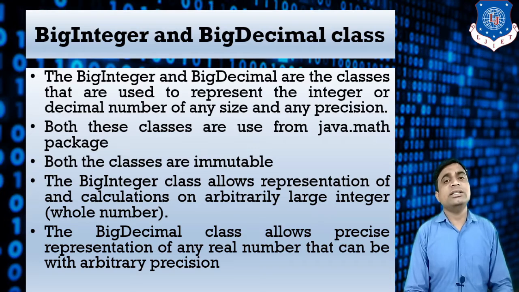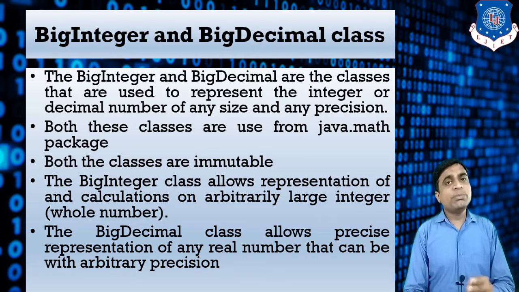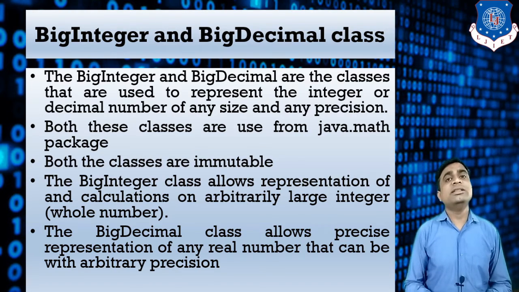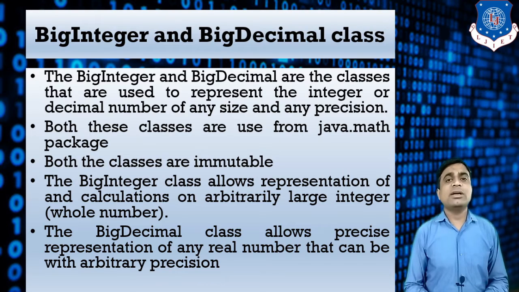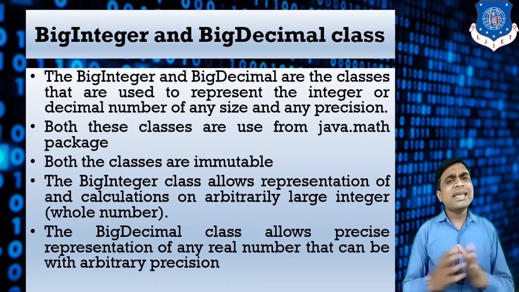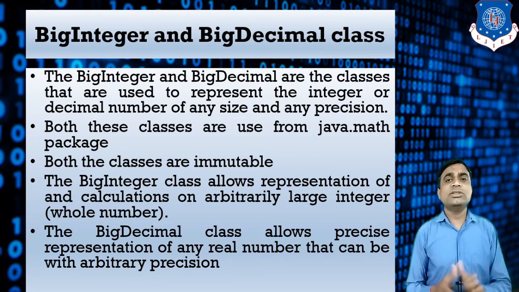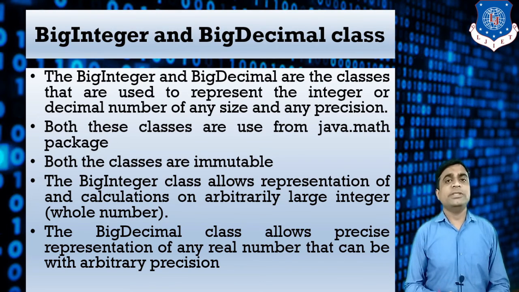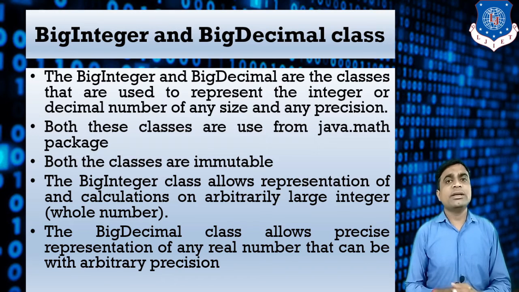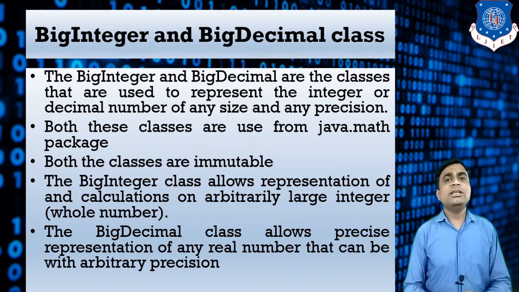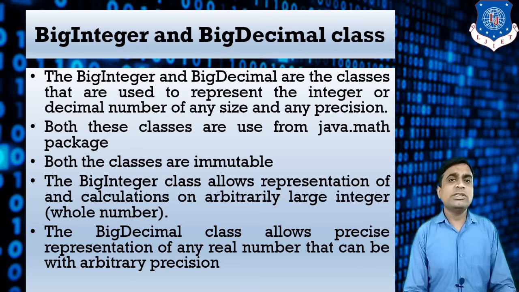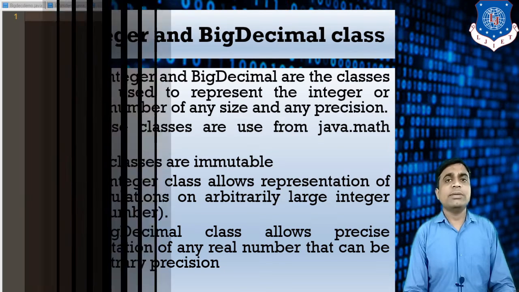So these are the two most important classes available in Java. Using these classes, you can print any length of integer, as well as, if you are talking about precision, you can print an arbitrary range of precision. So these three topics I will explain with live programming. So without wasting so much time, let's start the programming.